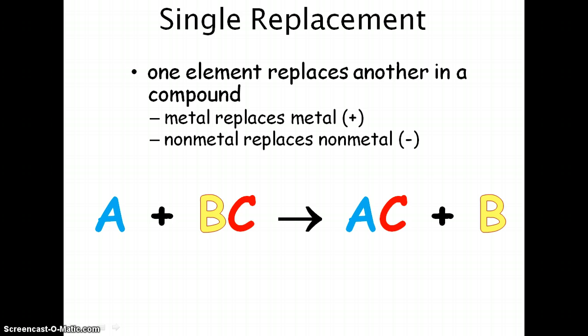The element that's by itself, if it's more reactive, will replace one of the elements in the compound. Now, what gets replaced in the compound depends on what that element by itself is. If the element by itself is a metal, it's going to kick the metal out of the compound. If the element by itself is a non-metal, it's going to kick the non-metal out of the compound. Okay, so there's quite a bit more to this once you really get to looking at it. But the generic form, you have A and BC, and that's going to make AC, so A comes in and kicks out B, and then B will then be by itself.